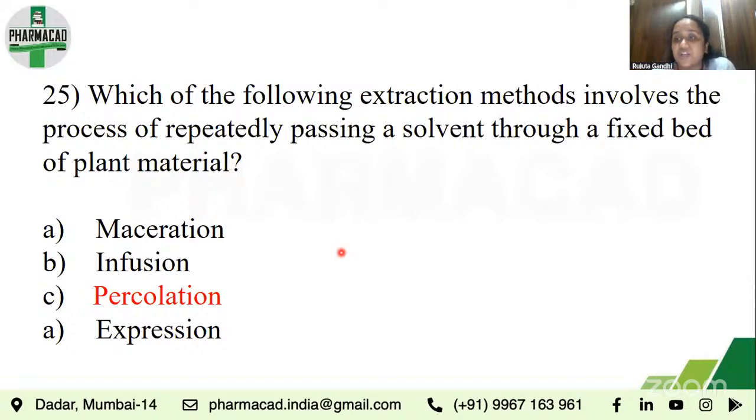That is percolation. Percolator assembly, if you have seen, all these are different. I will tell you how they are. Maceration is when you immerse the drug. It is not repeatedly passed. You keep it immersed only in the solvent for 24 hours or 48 hours. Infusion is again similar to maceration, but there the solvent passage is different. And expression is when you express the drug to a particular solvent, again, this is not repeated. It can be with respect to vacuum applied to it.